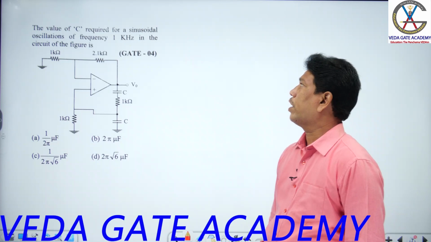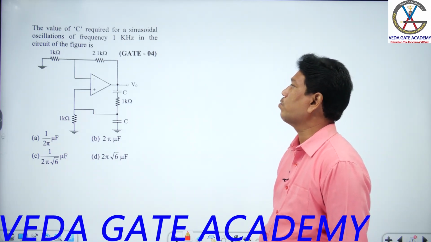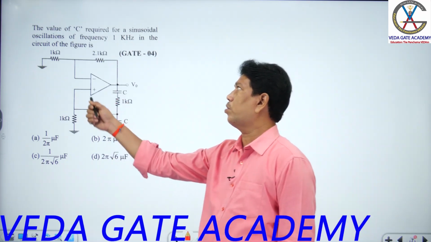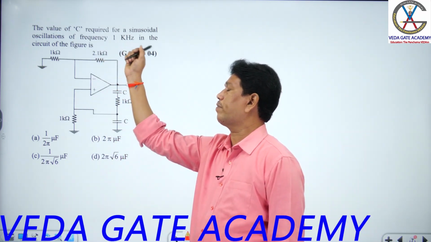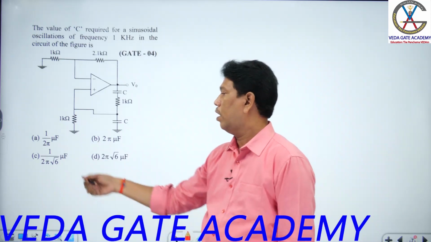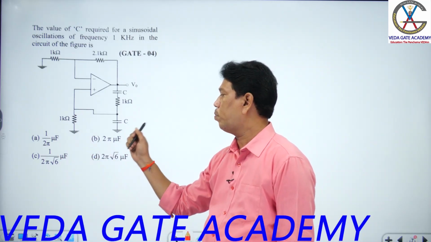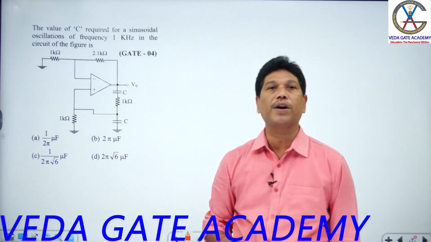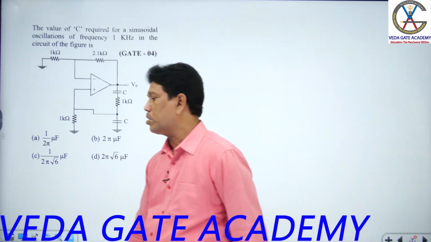The value of C required for sinusoidal oscillations of frequency 1 kHz in the circuit of the figure given is. So in this circuit, what is the capacitance you require to get a frequency of 1 kHz? Options given: 1 by 2 pi microfarad, 2 pi microfarad, 1 by 2 pi root 6 microfarad, 2 pi root 6 microfarad. Now I can examine what that one is.